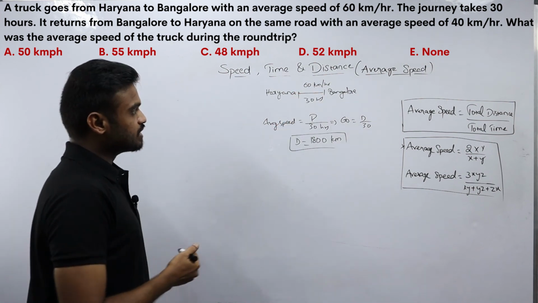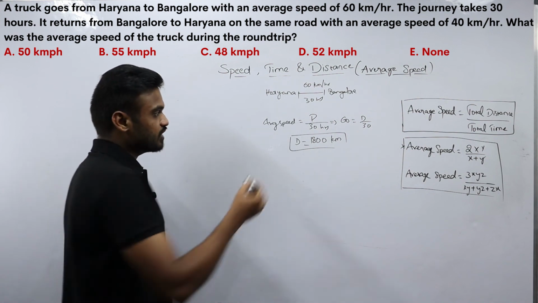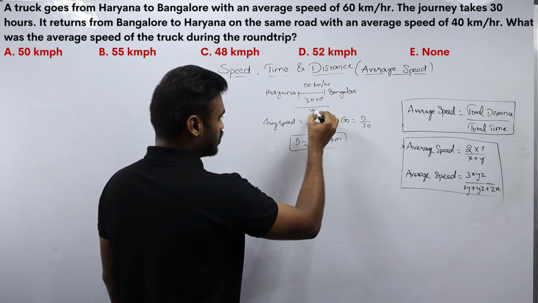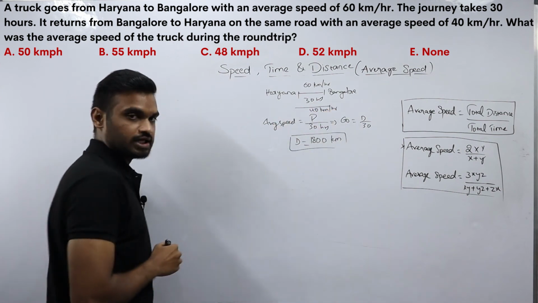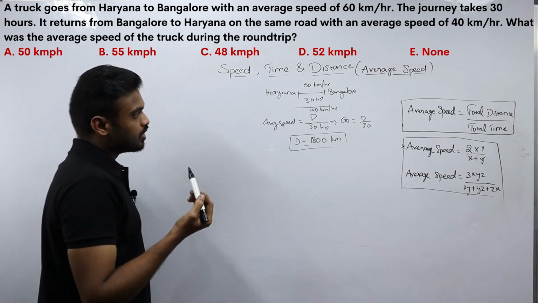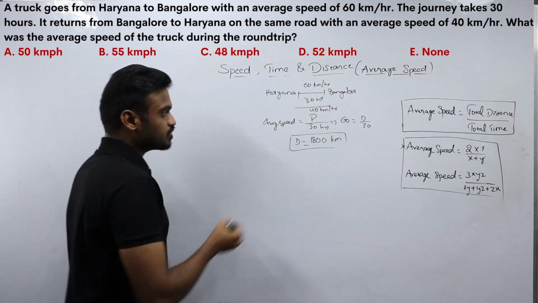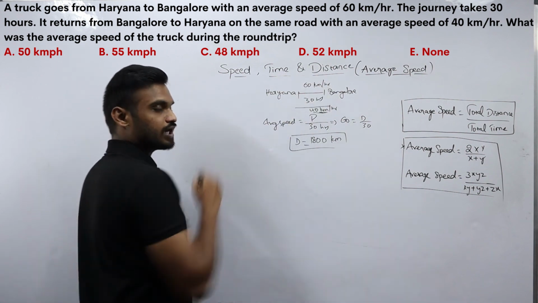Now what they are saying is during the return journey from Bangalore to Haryana, the truck is traveling with a speed of 40 km per hour. Now we know the distance and also the average speed, so we can find the time taken during the return journey.